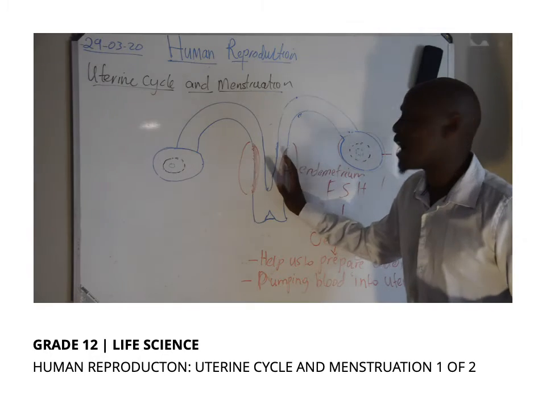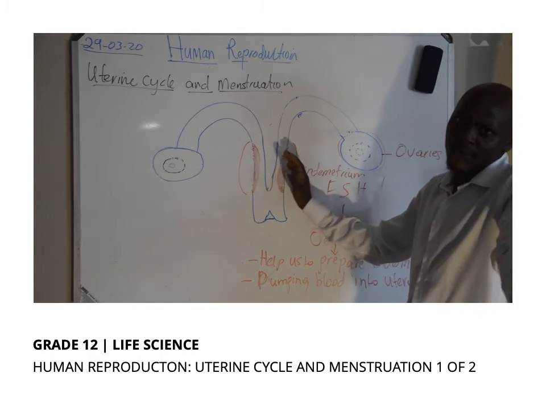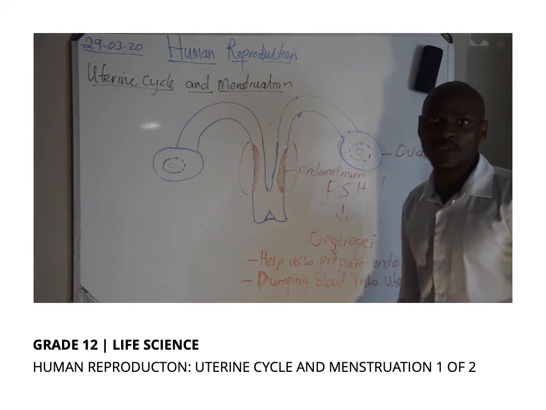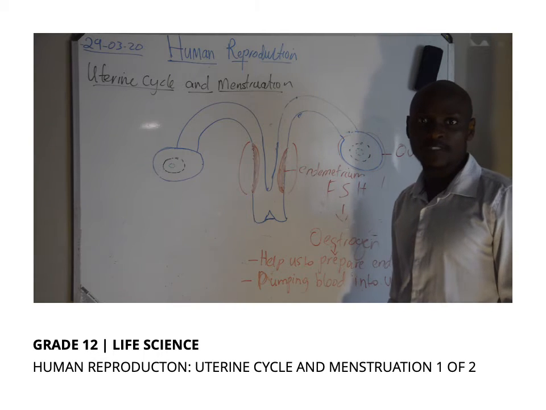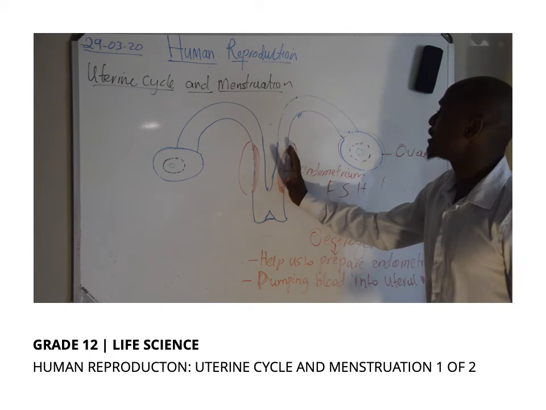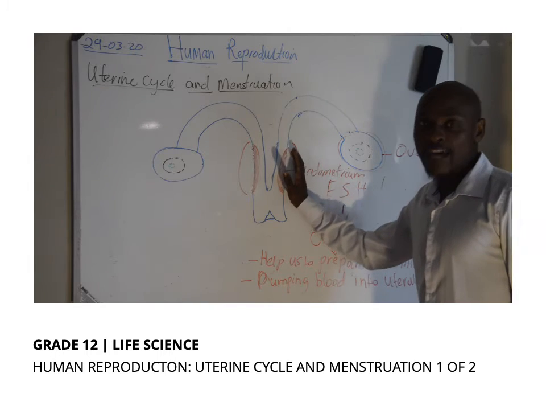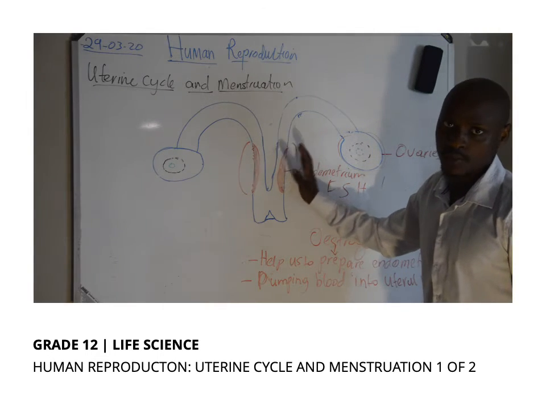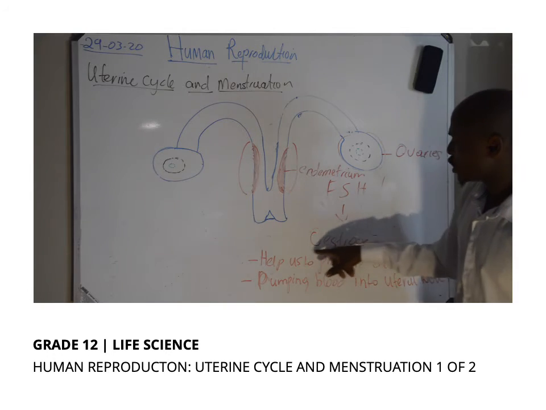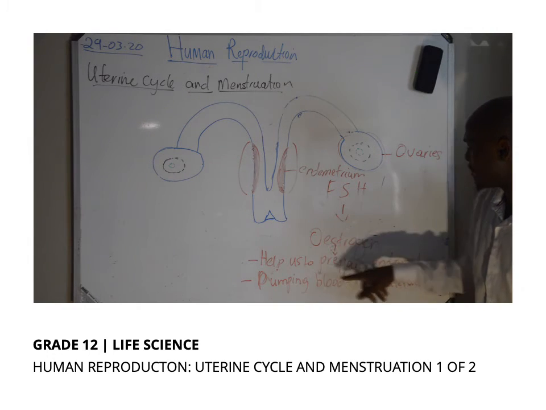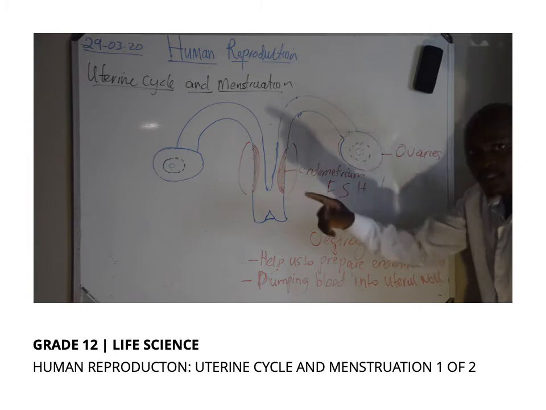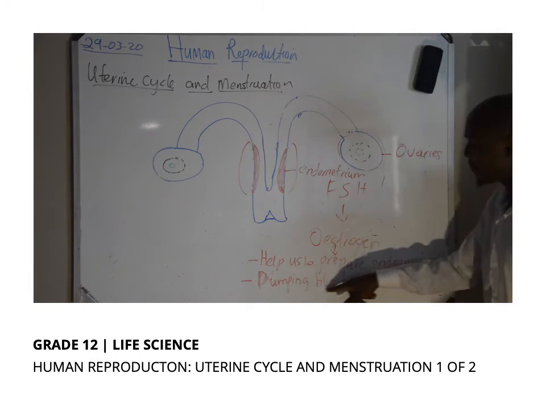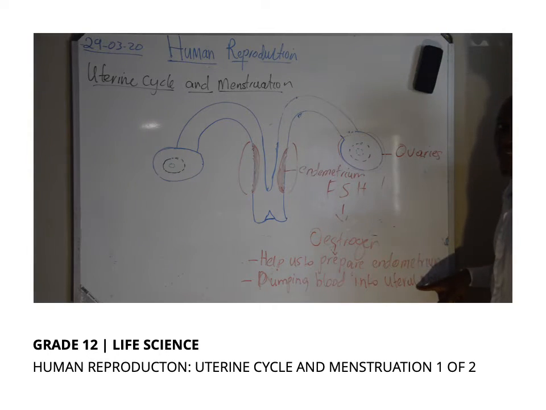So I would ask you a question. Why do you use a pillow when you're sleeping? Because you want to be comfortable, is it? So that child needs to grow lying somewhere. So that child grows on the what? On the endometrium. So estrogen is responsible for what? Preparing endometrium. How does it prepare endometrium? By pumping blood into the what? Into the uterus wall. Uterus wall and endometrium is the same thing.